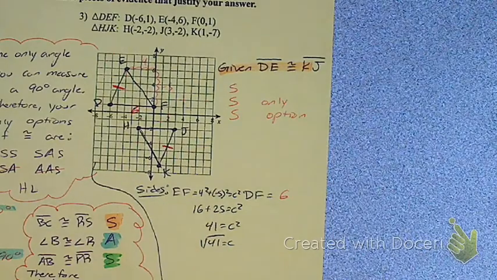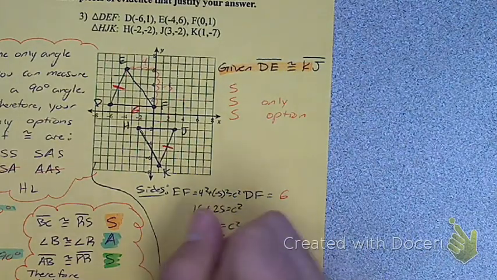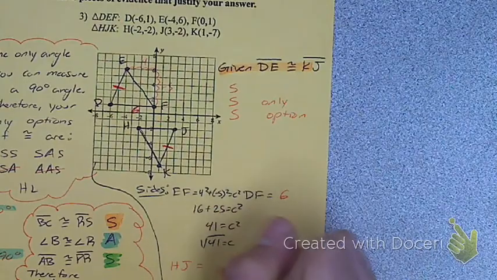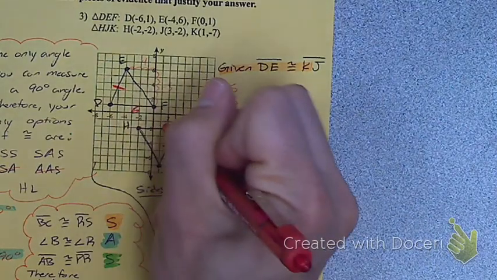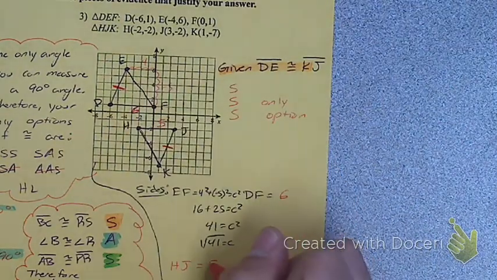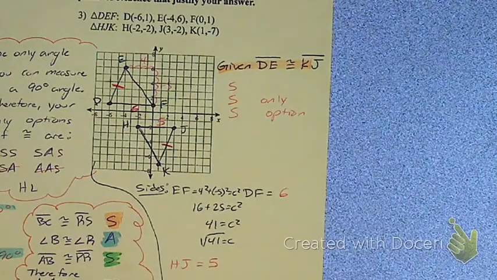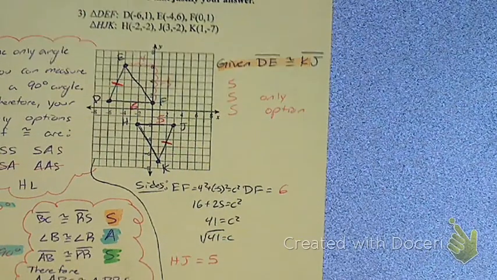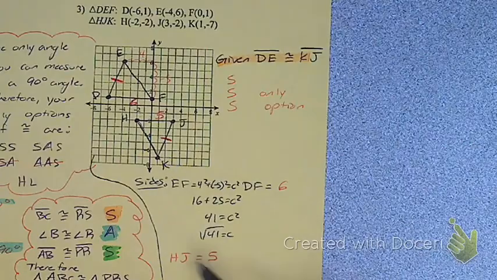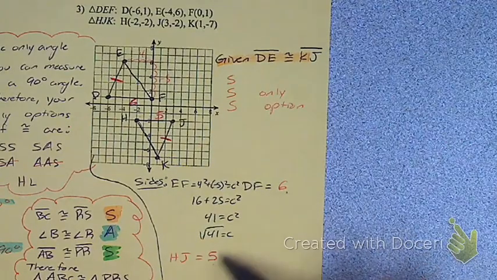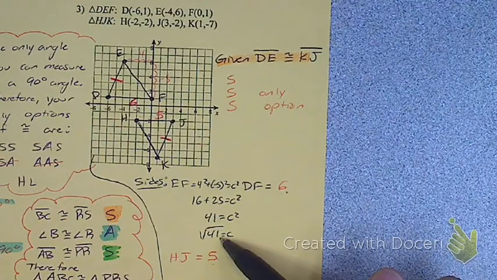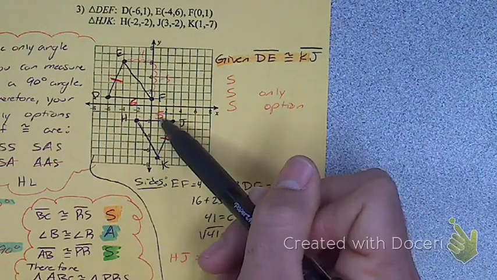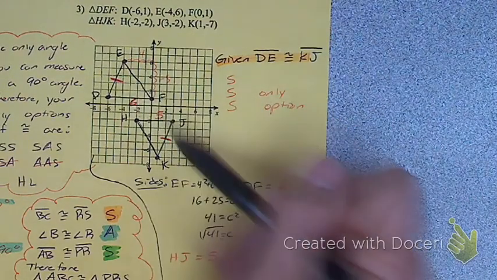Now go to the bottom triangle. HJ is how much? 5. Is that an issue already? Yep. What happened? It's not congruent. 5 doesn't match 6. It doesn't match the square root of 41. And we know this one won't be the same as this one because these two are already the same.